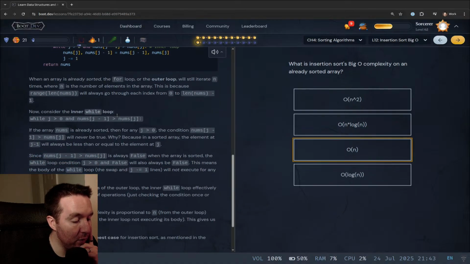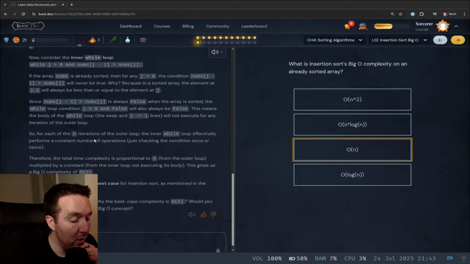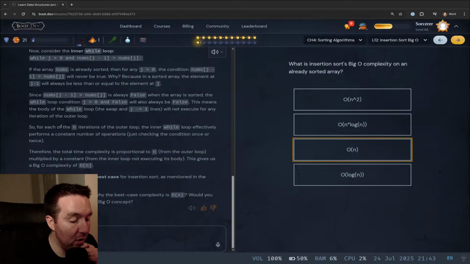Now consider the inner while loop. If the array of nums is already sorted, then for any j greater than 0, the condition will never be true. Why? Because in a sorted array, the element j minus 1 will always be less than or equal to the element at j. So the body of the while loop will not execute for any iteration of the outer loop. So for each of the n iterations of the outer loop, the inner while loop effectively performs a constant number of operations. Yeah, okay. That's basically what I expected.